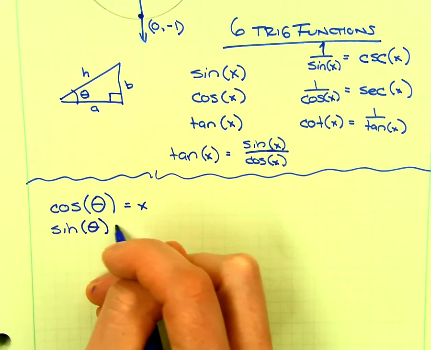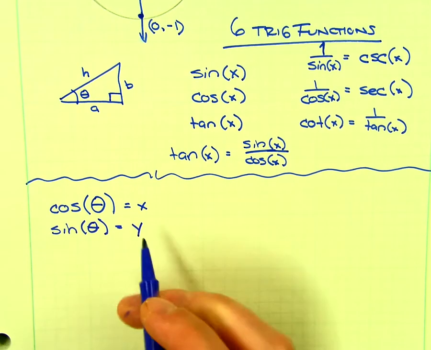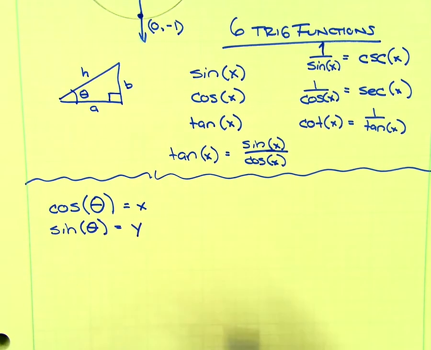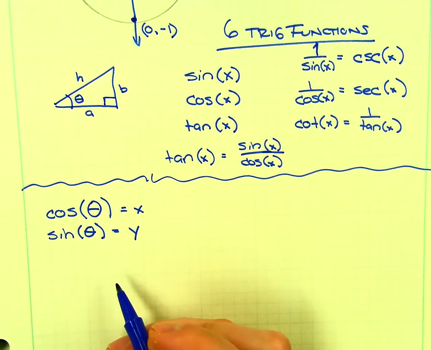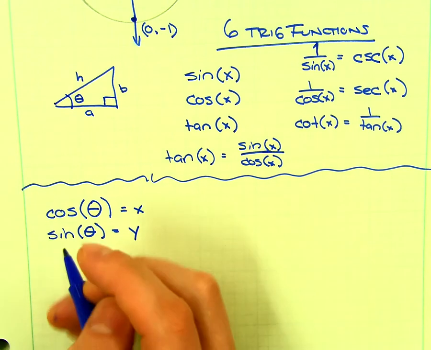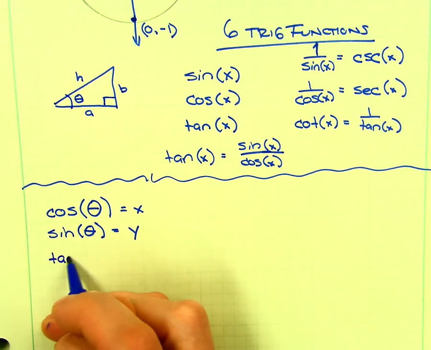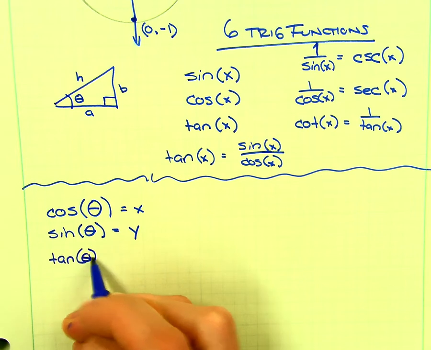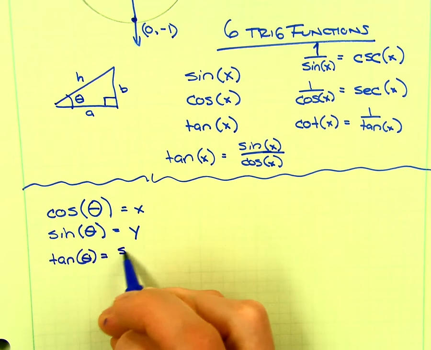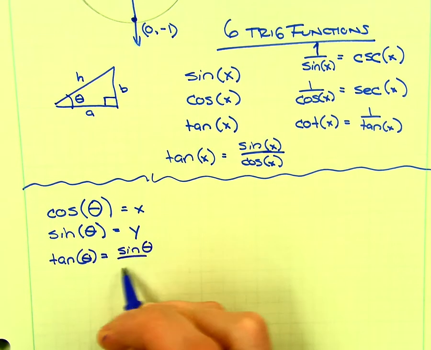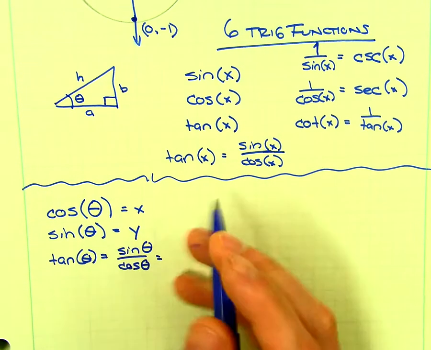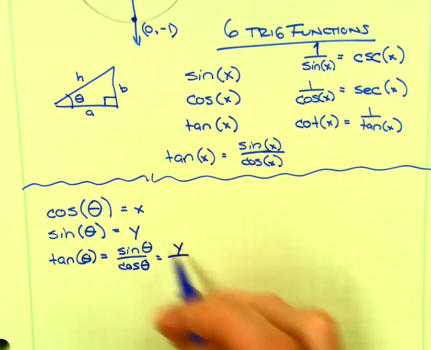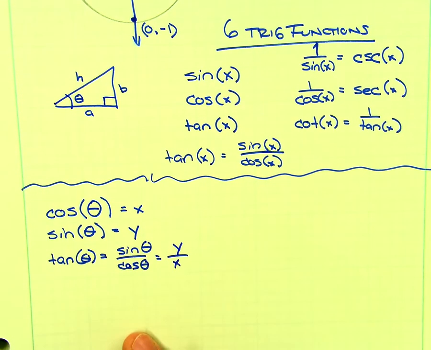The sine of theta is going to be my y-coordinate. So cosine is x, sine is y. Once again, they're obviously really interrelated here. Cosine is my x value, sine of theta is going to be my y value. Now my tangent of theta is, of course, sine over cosine, which, if I replace this, sine of theta is going to be y, and the cosine of theta is going to be x. Just like that.